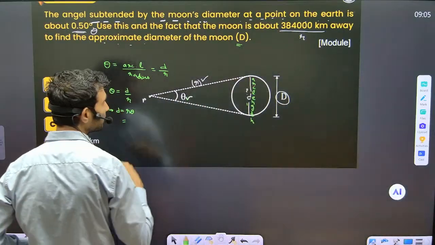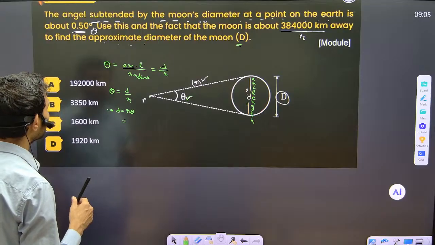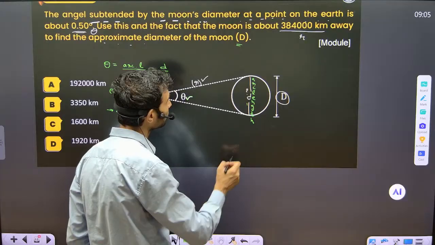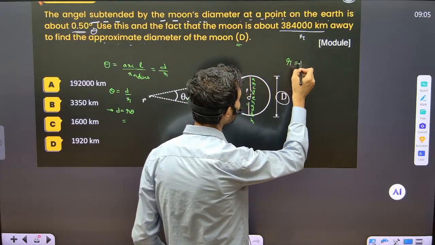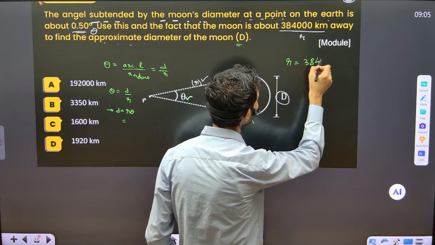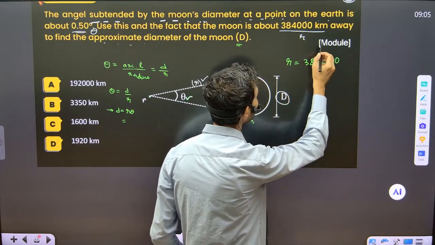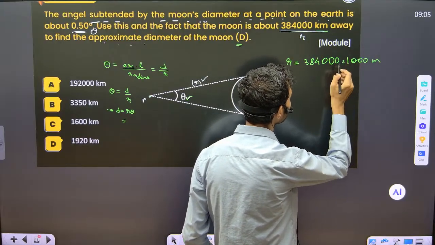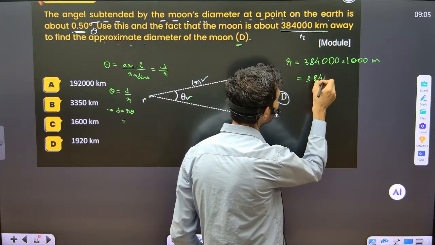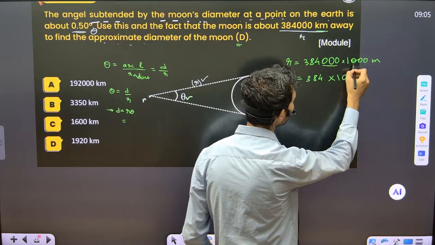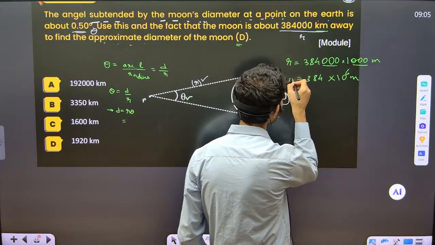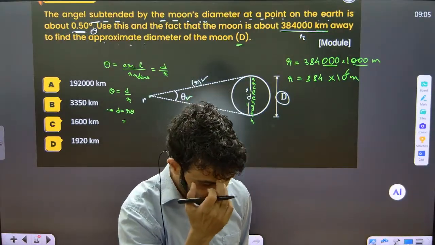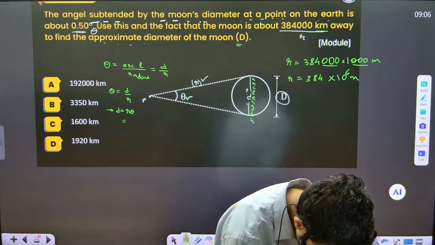So R is given to me, and theta I have to find out in radians. Let's convert both of them into the standard units. So what will R be? It will be equal to 384,000 kilometers, and a kilometer is nothing but 1000 meters. So that gives me approximately 384 into 10 raised to the power 6 meters. Now our problem is solved because we have obtained R in terms of meters.